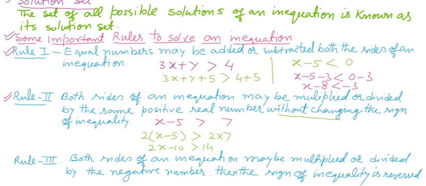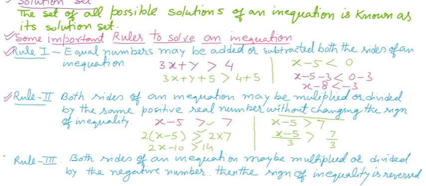The sign remains the same whenever you multiply or divide. See the division case, x minus 5 is greater than 7, and in this case if you want to divide both sides by 3, you may write x minus 5 by 3 and 7 by 3. There is no change in the sign of the inequation.